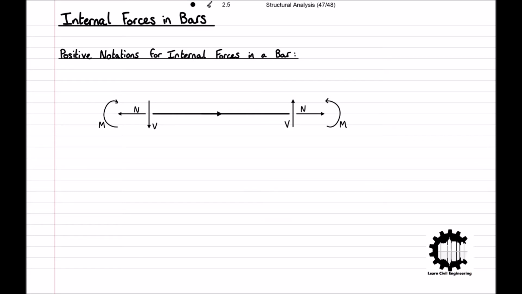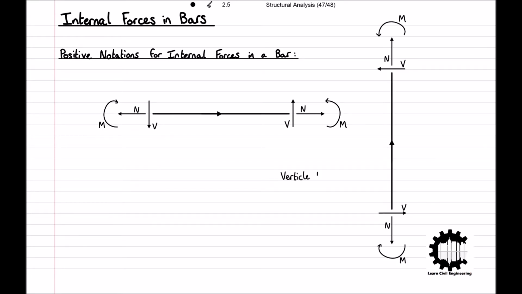The positive shear force is acting downwards on the left and upwards on the right, both being perpendicular to the bar, and the positive moment is acting in the clockwise direction on the left of the bar and in the anti-clockwise direction on the right of the bar. Bars are typically oriented from left to right, except for vertical bars, which are oriented upwards, which means the bottom is the left and the top is the right, like so. And using these principles and notations, we'll be able to compute the internal forces in any section of a structure.